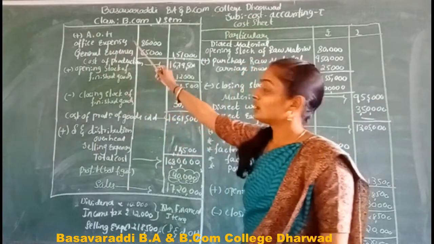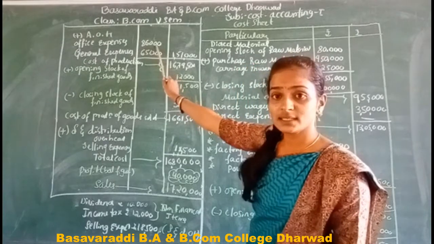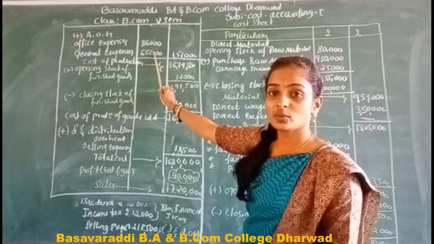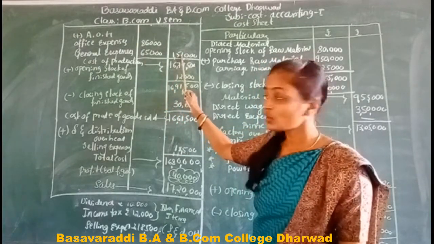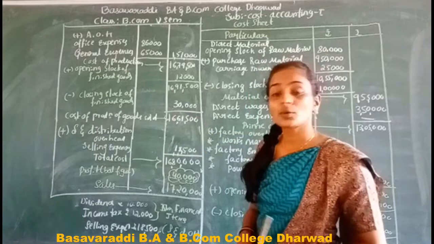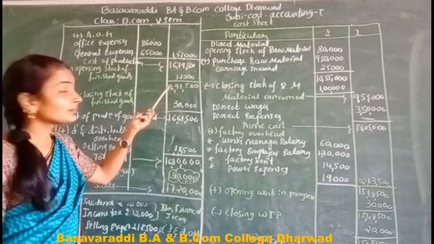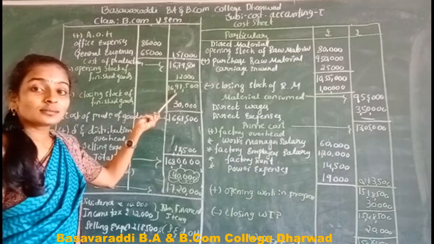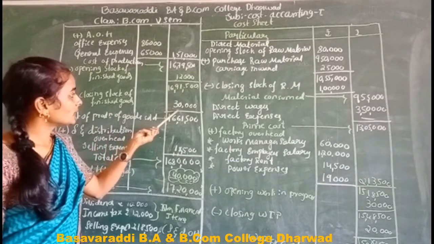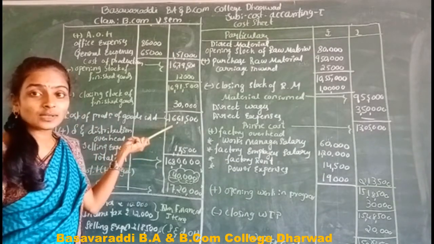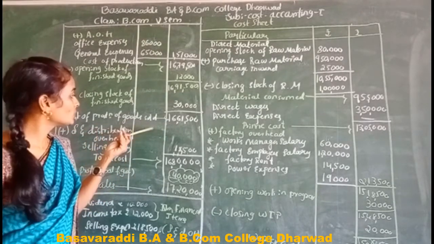Add administrative overhead: office expenses 86,000, general expenses 65,000, that is 1,51,000. In that, add opening stock of finished goods 12,000, 16,91,500. Less closing stock of finished goods 30,000, 16,61,500. It is called cost of production of goods sold.